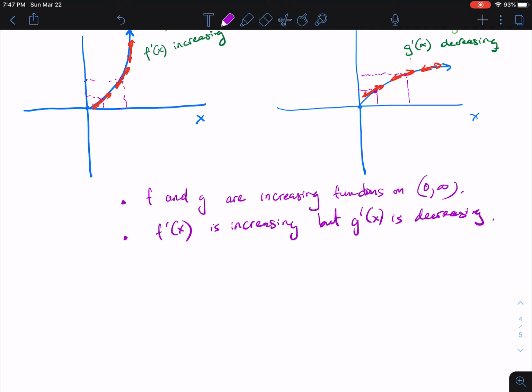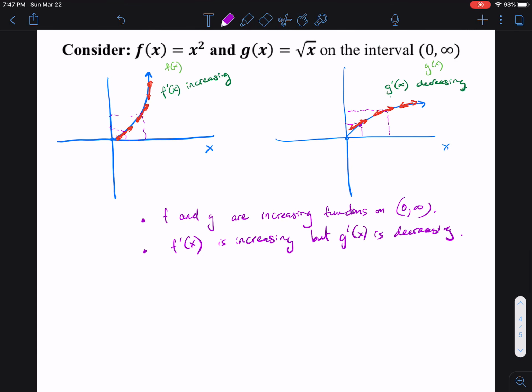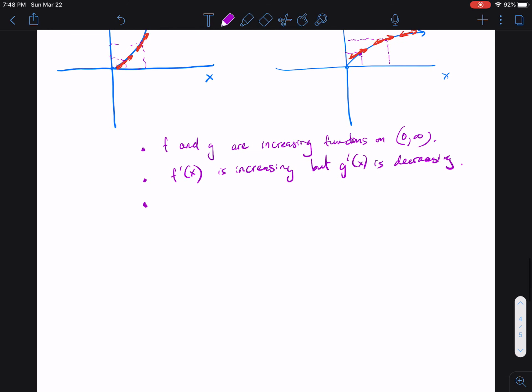Although both graphs portray the function value increasing, they have different rates of increasing. The f function has an increasing rate, and g of x has a decreasing rate, meaning as the x value increases, the function value of g is increasing, but at a slower rate as compared to the f of x function. So we can say f has a faster increasing rate than g.